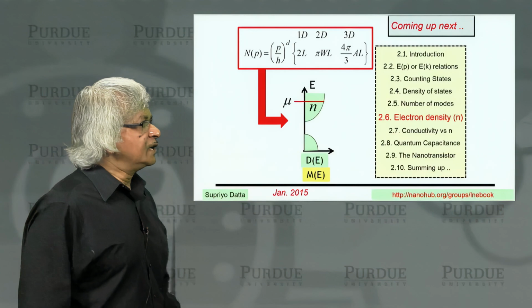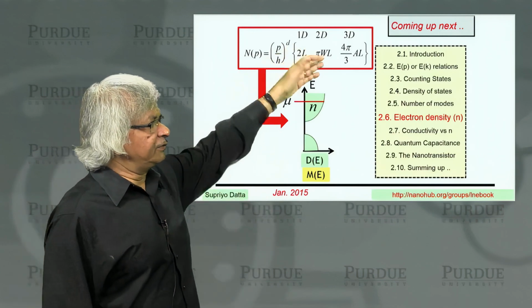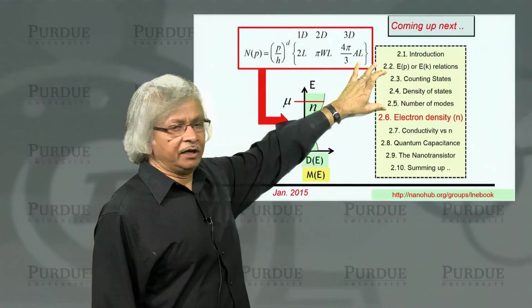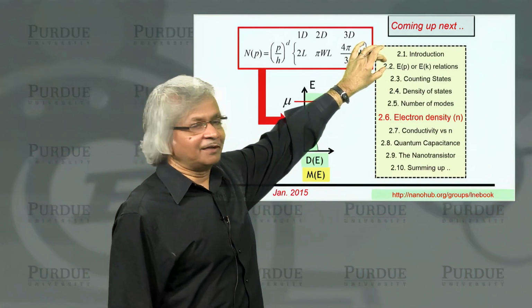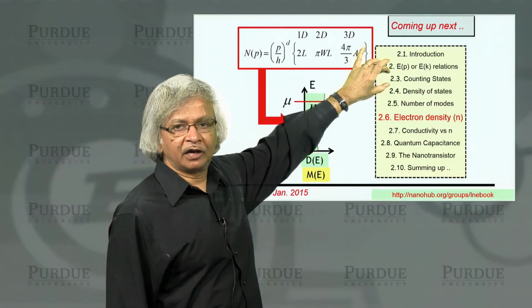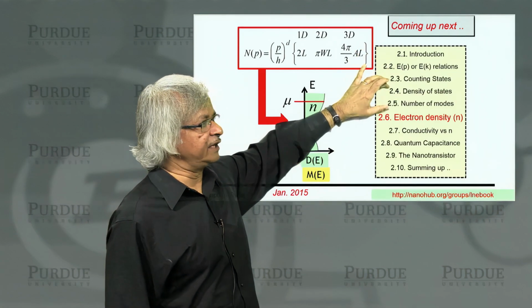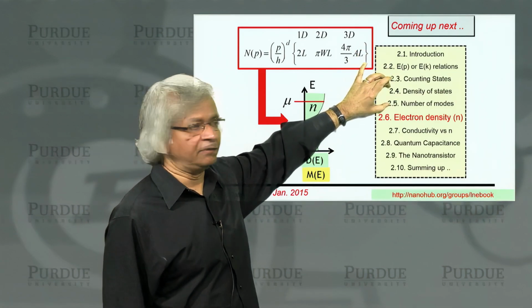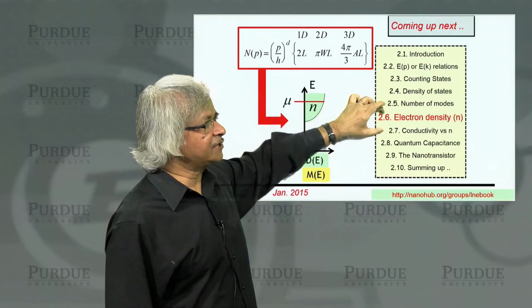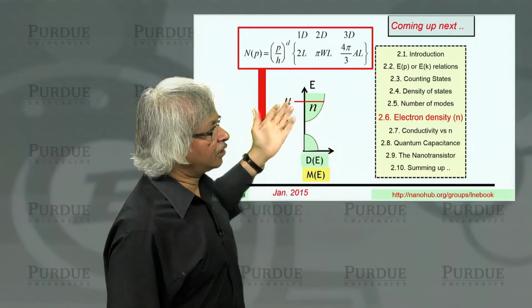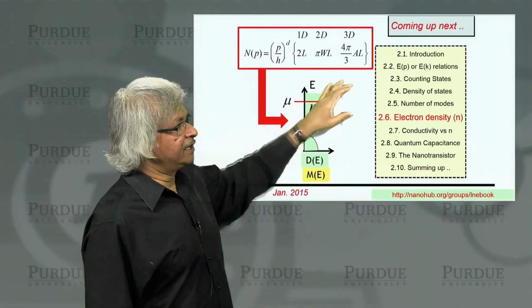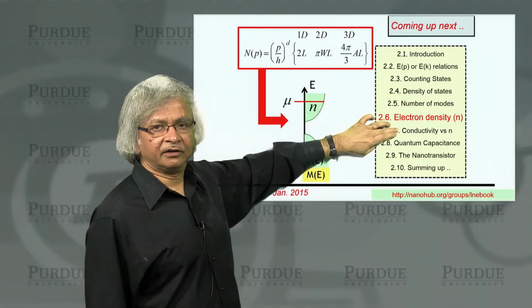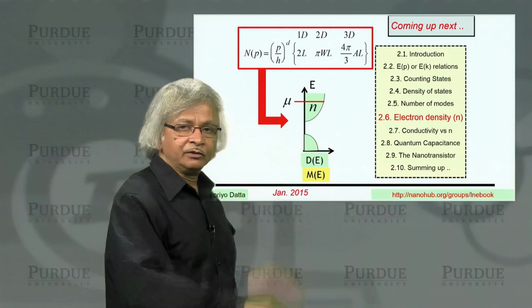So that completes what we are trying to do here, namely introduce this energy momentum relation, then introduce the rule for counting states, and use that to get density of states and density of number of modes. Next, in the next two lectures, what we want to do is talk a little bit about the electron density and try to relate our conductivity to the electron density. That's what we'll be doing next.